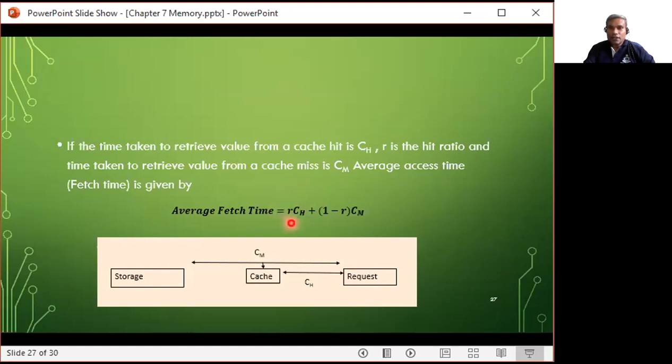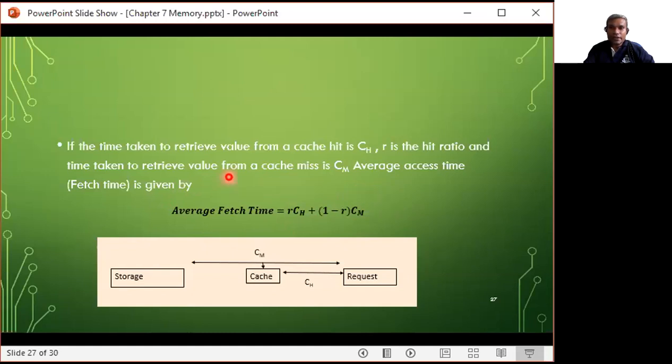Okay. So this one gives you the time of cache hit. This is for the cache miss, and you multiply by R. So remember, R is between 0 and 1. So 1 minus R is the ratio of cache miss. If R is 0.8, 1 minus R will be 0.2. So 0.8 times the cache hit and 0.2 times the cache miss. So that's the equation for the average fetch time, right?